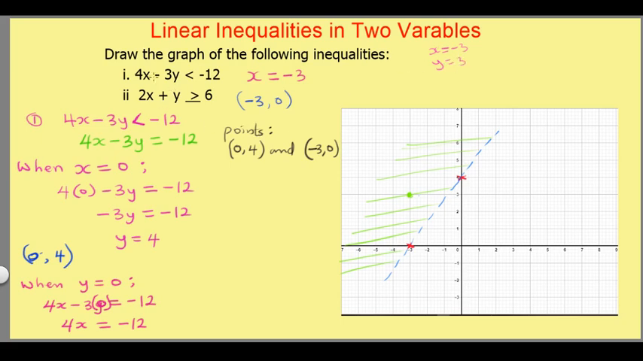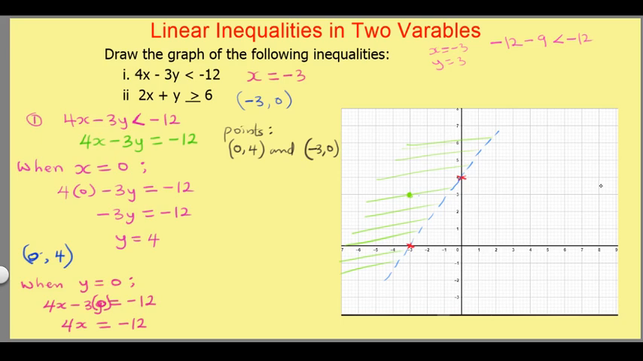If you try to put it in this equation, when x is minus 3, that's 4 times minus 3, that's minus 12, minus 9, that's 3 times 3, that's 9, minus 9 is less than minus 12. Isn't that valid? Yes, it's valid. We've been able to solve that part.